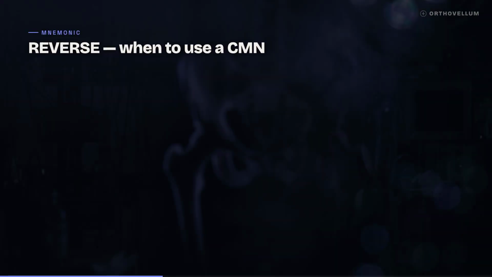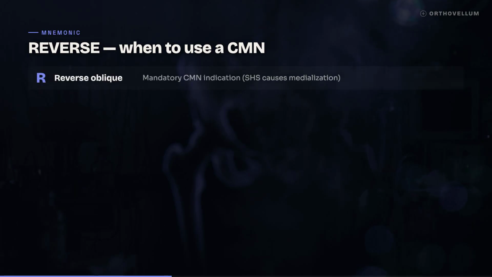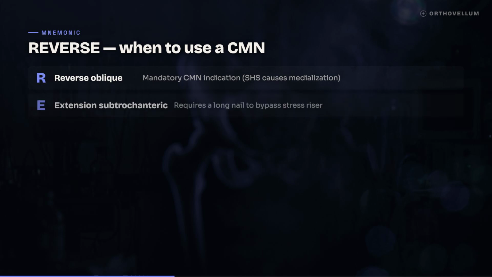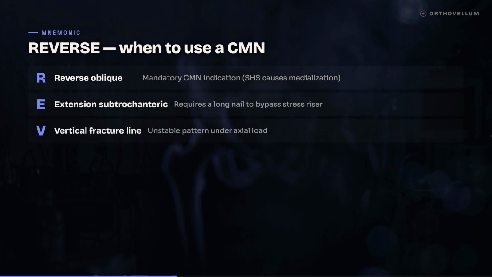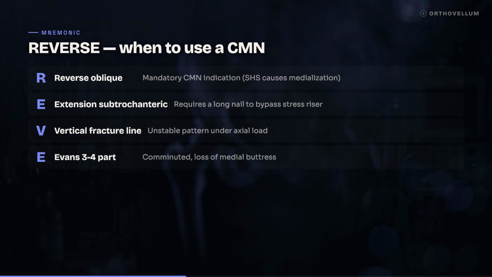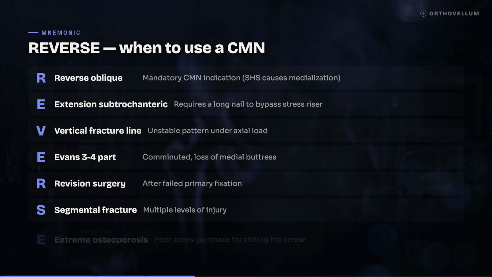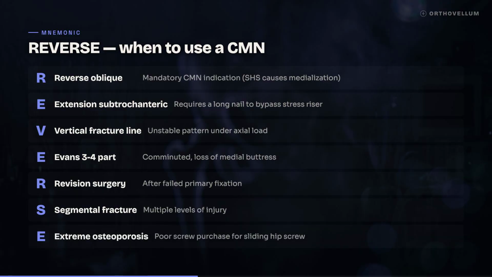When debating between a sliding hip screw and a cephalomedullary nail, remember the mnemonic R-reverse. The classic indications for a nail include reverse oblique patterns, subtrochanteric extension requiring a long nail, and vertical or Evans 3 to 4-part fractures. You should also use a nail for revision surgery, segmental fractures, and extreme osteoporosis, where a sliding hip screw would provide poor screw purchase.